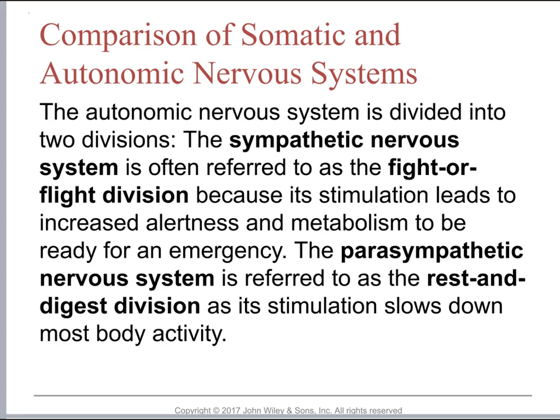The parasympathetic, the second part of our division, the parasympathetic nervous system, is referred to as the rest and digest division. It is also responsible for reproduction and repair as it stimulates slowing down most body activity. So we're allowing heart rate to slow, breathing to slow. We're going to suppress all our other fight or flight systems and activate our reproductive system for reproduction, our repair system for fixing body, bones, tissues, cells, and we're going to stimulate digestion.